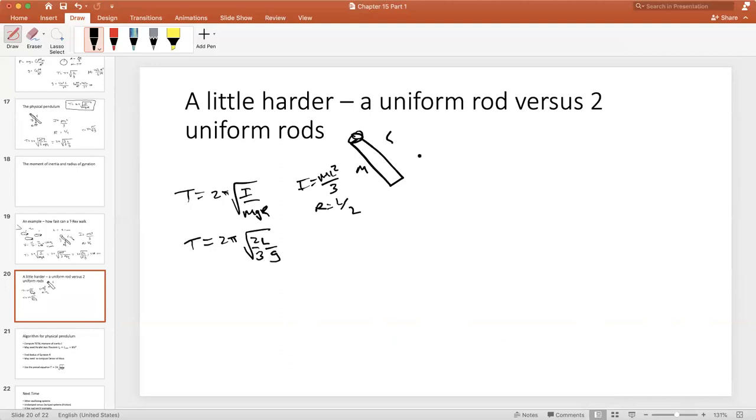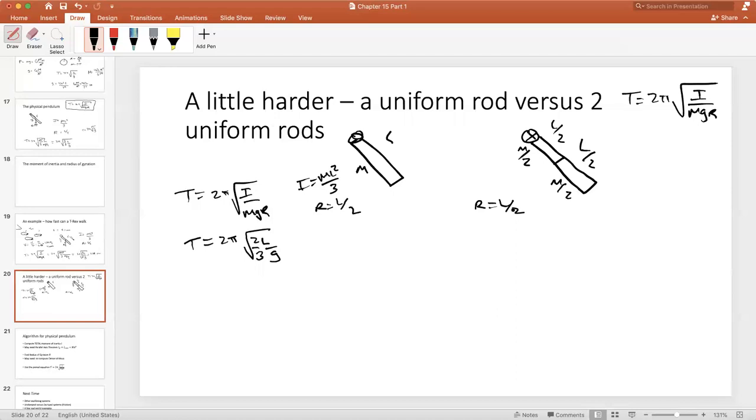So now let's imagine that instead of one rod, we have two. We have two exactly the same rods, but each has half the mass and each is half as long, and they're stuck together. So if we're going to find the moment of inertia and the radius of gyration of this, we need to look at this again. Now we know that when they're stuck together, the center of their mass is at the center of them. So we know that r is going to be L over 2.